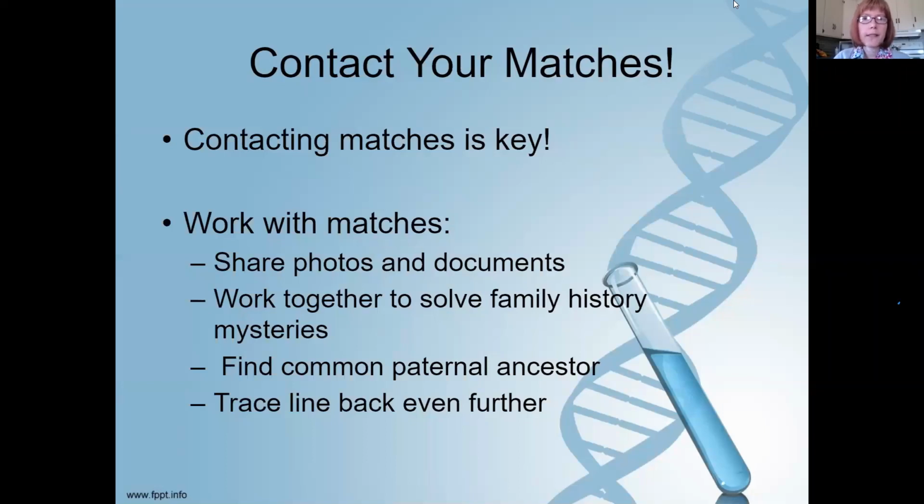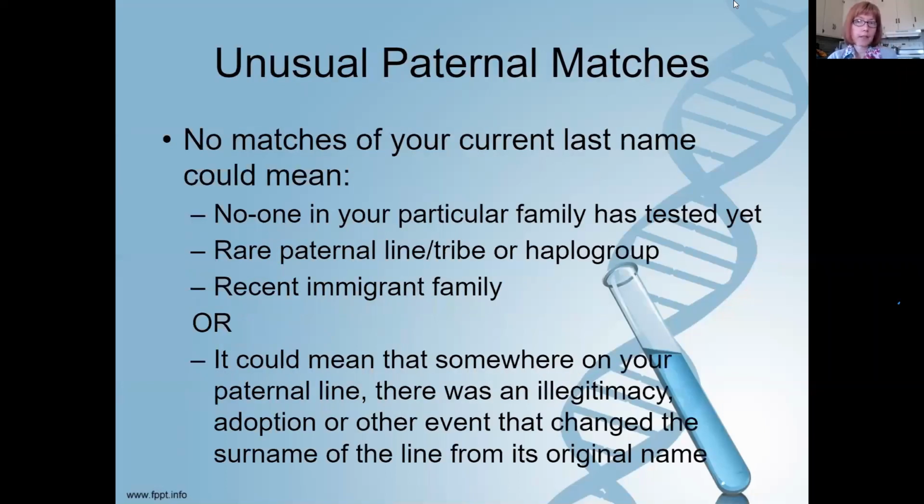Now, not everyone's going to get the same result that my dad got. So basically speaking, sometimes people take this Y chromosome test and they get no matches at all, or they get no matches of their current last name. So this could mean a lot of things. So don't jump to any kind of conclusions. Just kind of cool it and take it slow, and you can ask questions about it. But it could mean that no one in your particular family has tested yet. Only about 1 million men worldwide have tested. So that's not that many men.